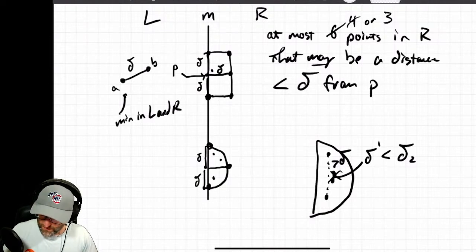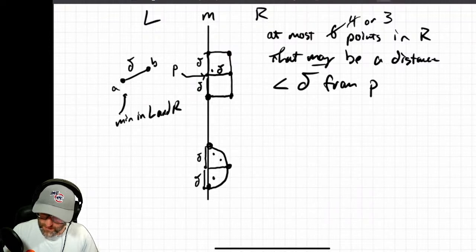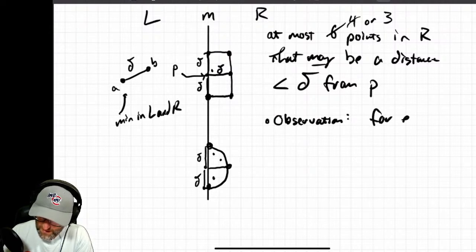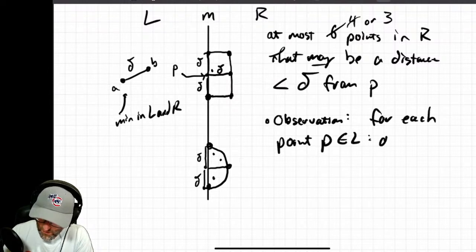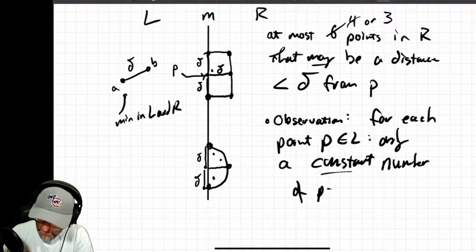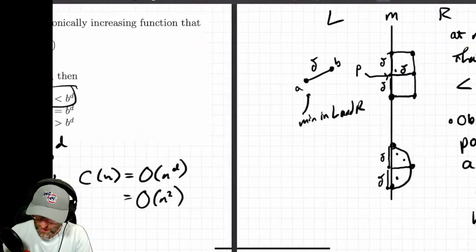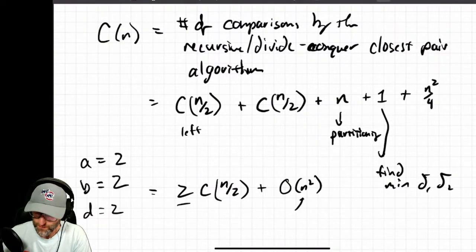The point being, let me go ahead and erase this. The point being is the following observation: for each point P in L, only a constant number of points in R must be examined. Right? That greatly improves our analysis over here.